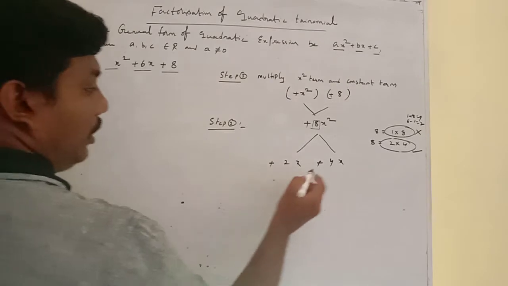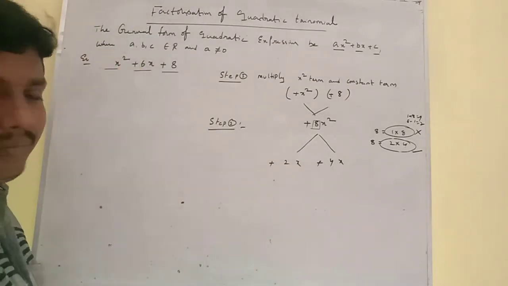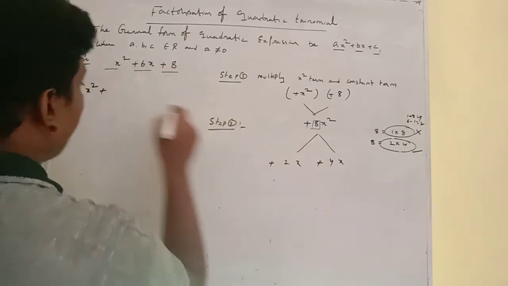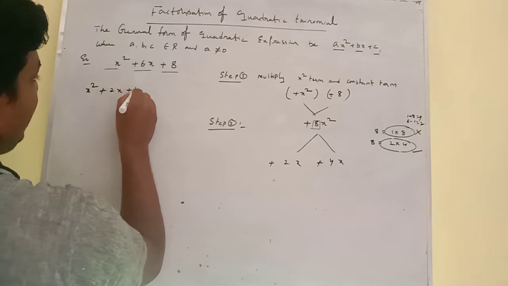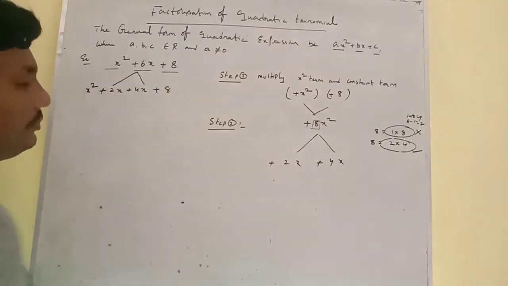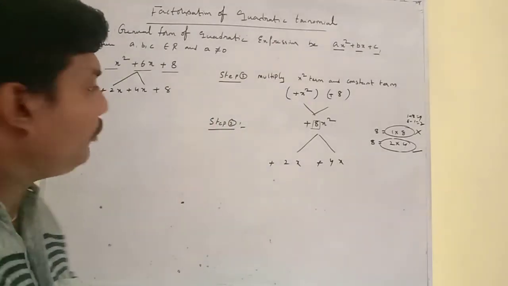Now these two terms we are replacing with 6x. Then x square plus 6x is replaced by x square plus 2x plus 4x plus 8. Now we are splitting the middle term into two terms. So by splitting the middle term, now it is very easy.